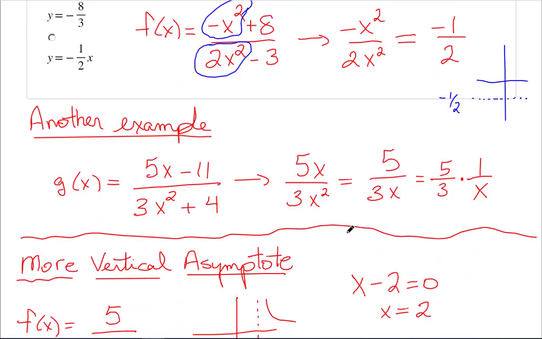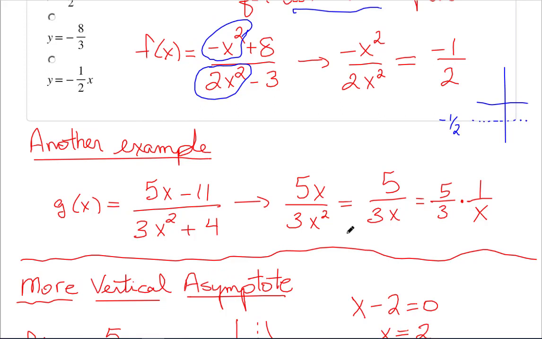Another example, so looking here, I have 5x minus 11 over 3x squared plus 4. I'm looking for the dominant parts. The dominant part here is the 5x. Dominant part here is 3x squared. One of the x's cancel, and so on the left and the right it's going to look like 1 over x, which means that the graph is going to level off to 0.